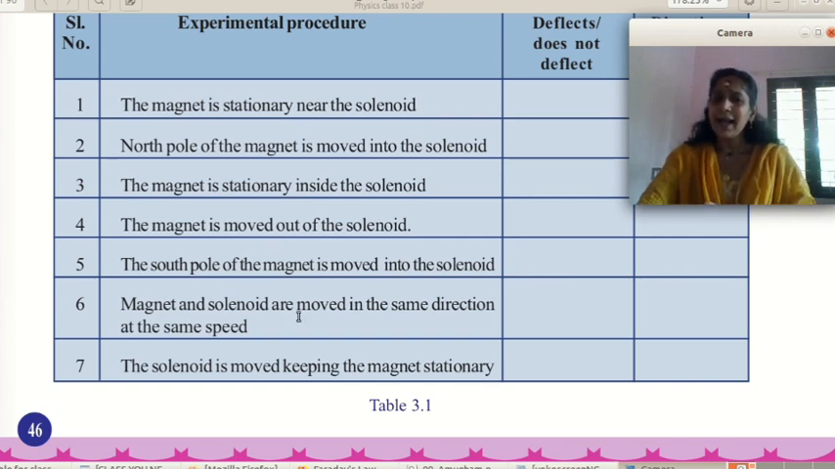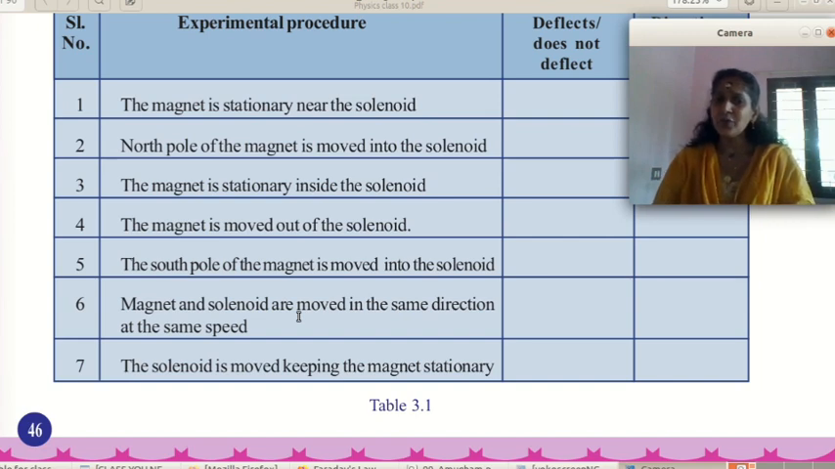If we move magnet and solenoid in the same direction, there will not be any deflection. If the magnet and solenoid are moved in the same direction, at the same speed, there will not be any deflection, children.